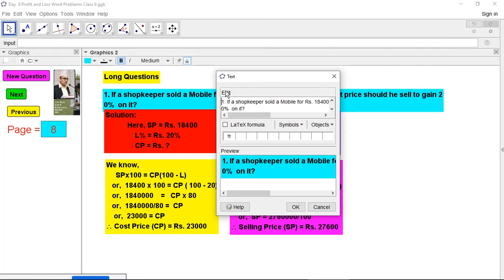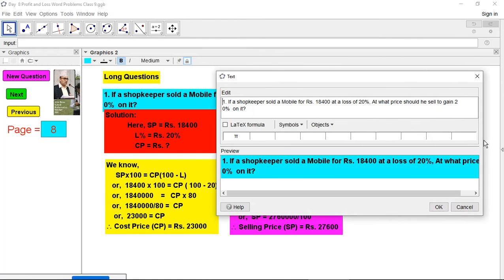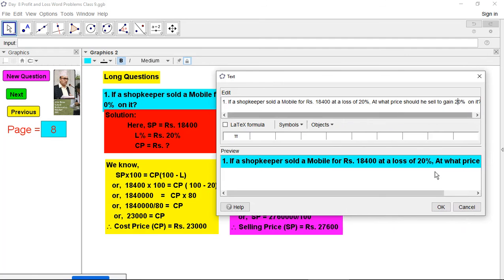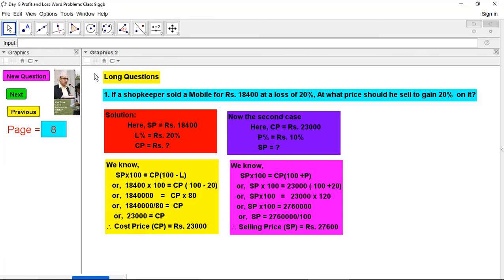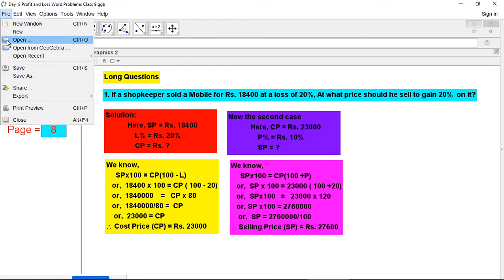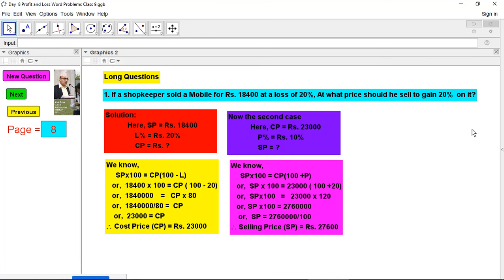Okay, dear students, no problem for this. Let me change this to 20%. You have to find the answer for 20%. Okay. Now it is improved.